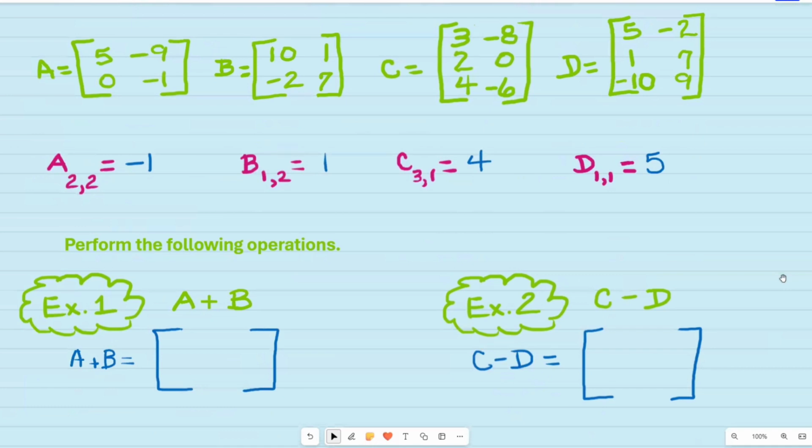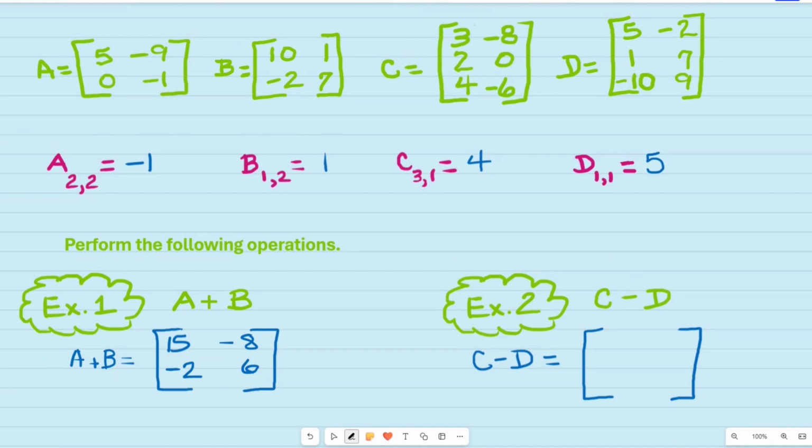All right, so using the information above, in example 1, we're going to add A plus B. All that involves is taking the elements from A and matching them with the elements from B. So 5 plus 10, -9 plus 1, 0 minus 2, -1 plus 7. And then you just put it in that order. So again, for the first one, 15. And going across, -8, -2, and 6.